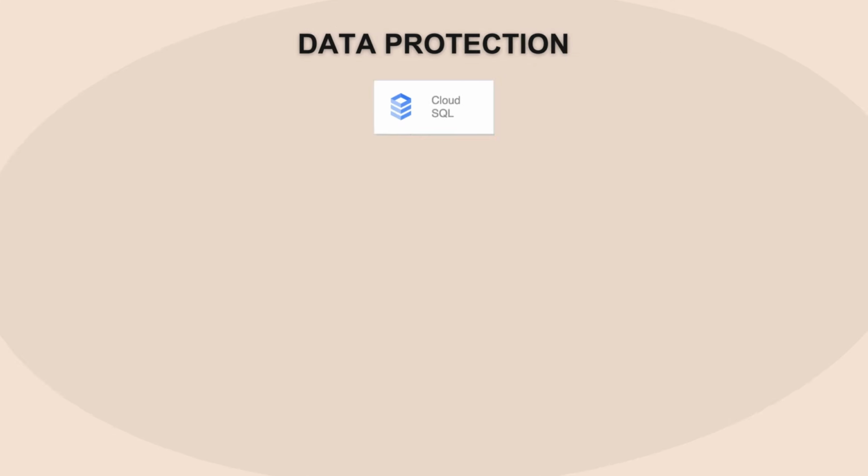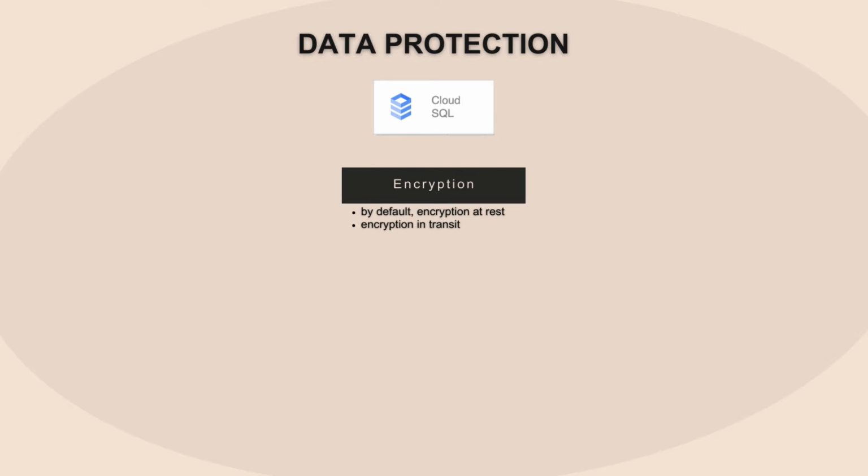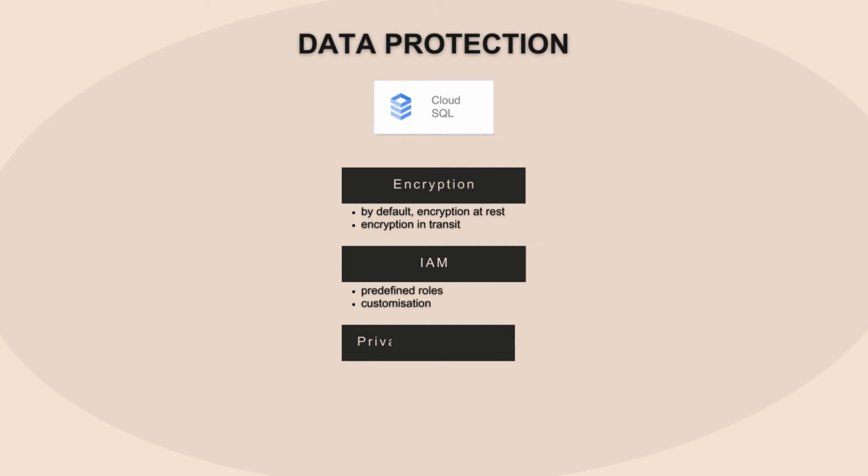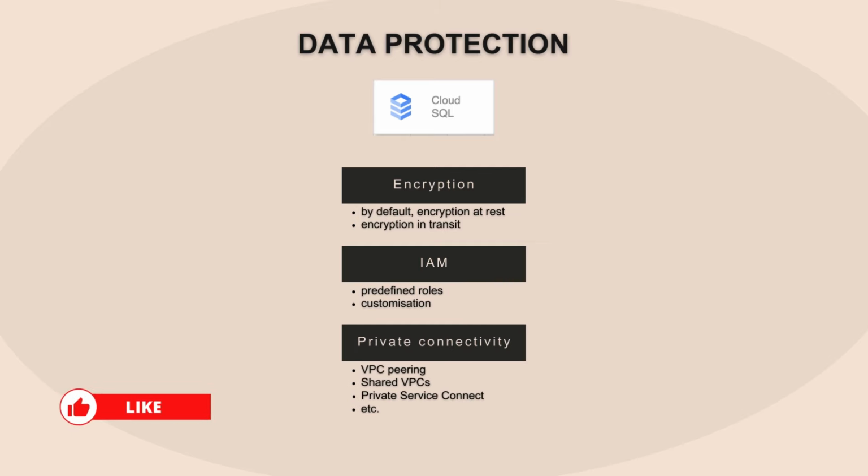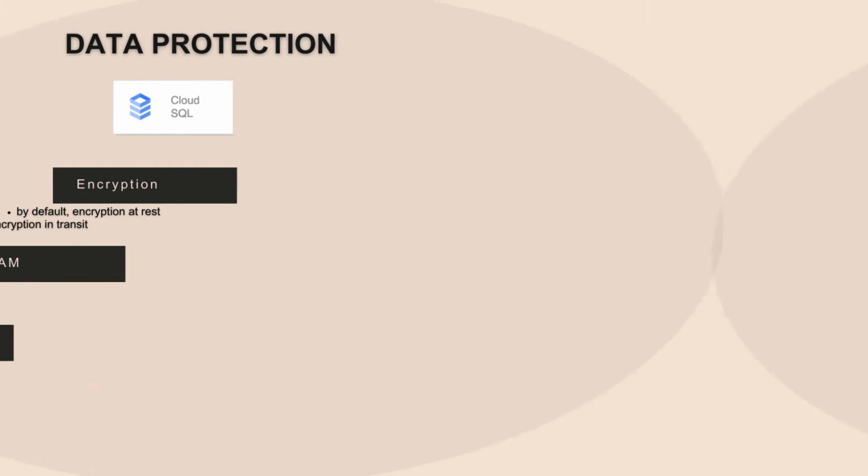Data protection in Cloud SQL is ensured through multiple layers. By default, Cloud SQL encrypts data at rest, and you can also use encryption in transit. IAM supports configuring who has access to your Cloud SQL instances. Private connectivity helps to use private IP and Google's Virtual Private Cloud, VPC, for secure connections.